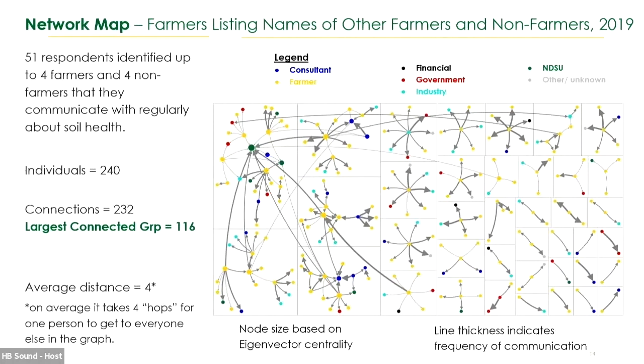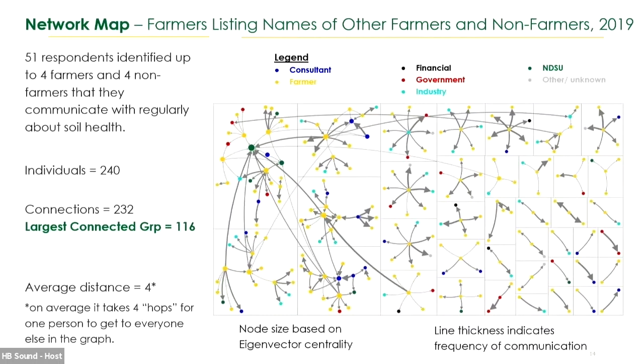Now we have 240 individuals in the network with 232 connections. But the big number you need to look at here is the largest connected group is now not 20, it's 116. And so clearly the consultants, the financial, the government, the industry, NDSU are all helping these farmers connect in some way. When we think of soil health, we think of a farmer-led and farmers connecting and farmers helping farmers. But there's a really important piece here that's a lot of other people that aren't farmers are helping this information be shared. So this is one that shows a lot of impact, and this is a great way to show that impact in doing this network analysis.